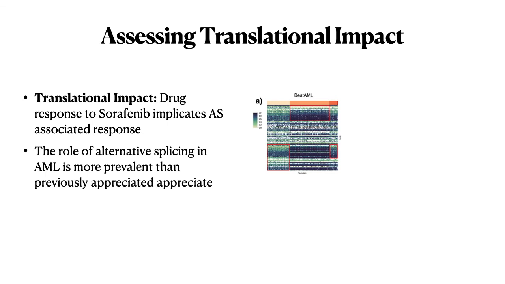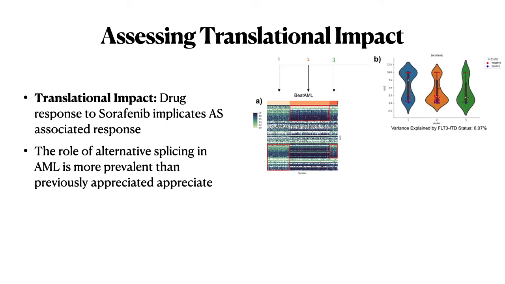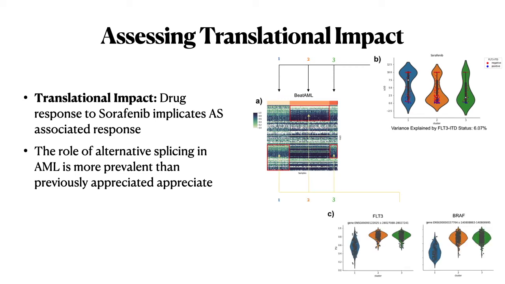Using only splicing events on 70 AML-associated genes, we show that the tiles found in Figure A correlate well with drug response to sorafenib, an AML drug. We observe that gene targets of sorafenib, such as FLT3 and BRAF, are differentially spliced between the tiles, and that the variance explained by mutation status is very small, indicating an AS-associated response to the drug. This may implicate that the role of splicing in AML is more prevalent than previously appreciated, and that one should consider not just mutation burden, but also splicing defects when administering drugs to AML patients.